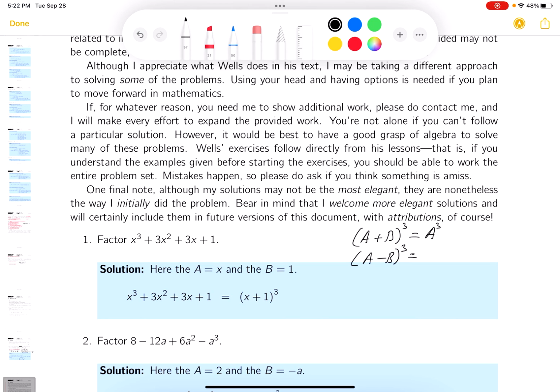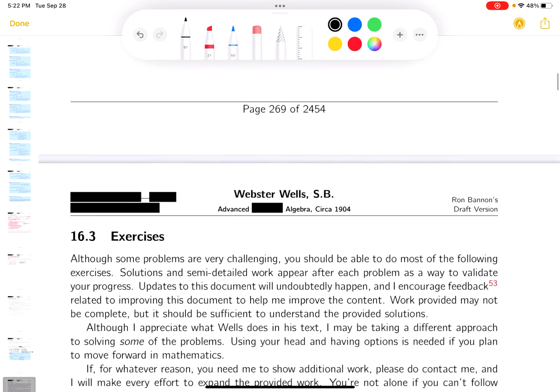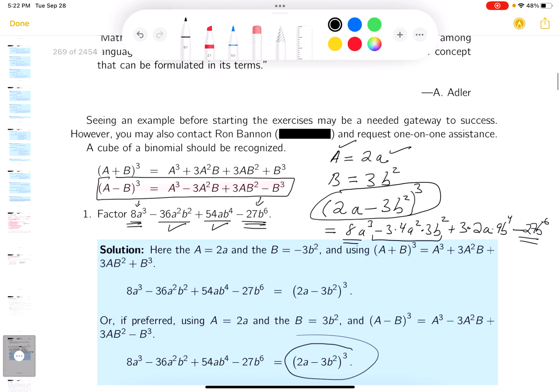A cubed plus 3A squared B plus 3AB squared plus B cubed. This one over here is going to be A cubed minus 3A squared B plus 3AB squared minus B cubed. All right, now granted, this is chicken scratch. I do want to point out what we're really talking about. Let me get my eraser out, and I'll outline these again.